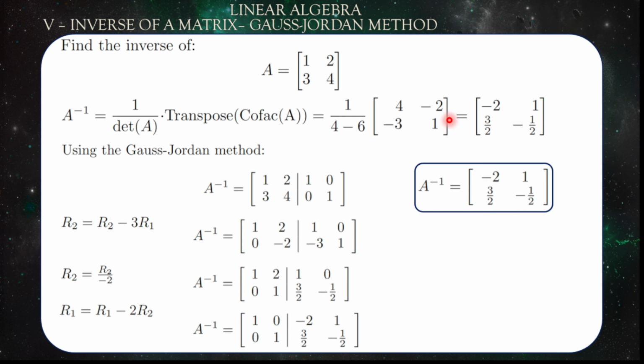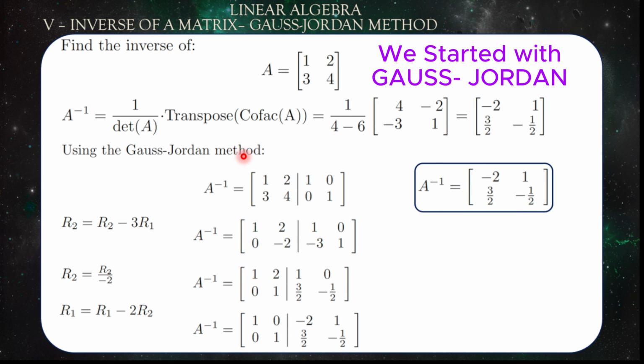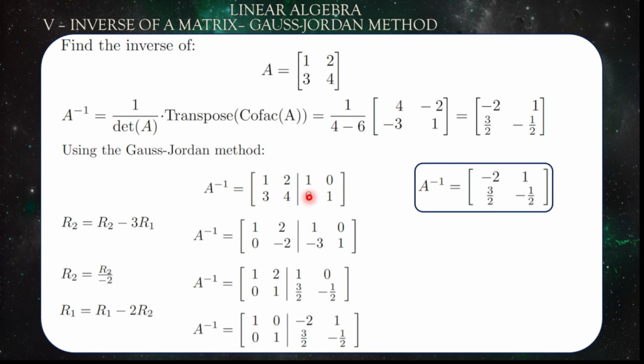Using the Gauss-Jordan method, you have 1, 2, 3, 4, and 1, 0, 0, 1. At first, we need to get rid of the 3 here on the second row. This is done by R2 equals R2 minus 3R1. 3 minus 3 is 0. 4 minus 3 times 2, which is minus 2. 0 minus 3 times 1 is minus 3. 1 minus 3 times 0 is 1.